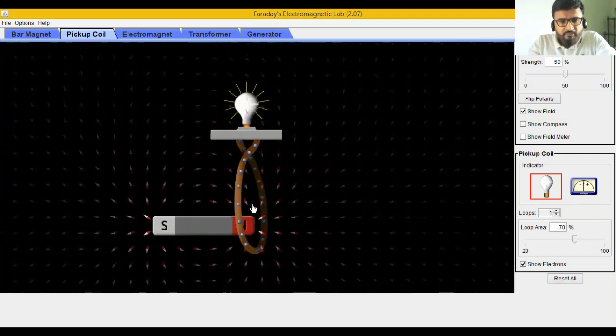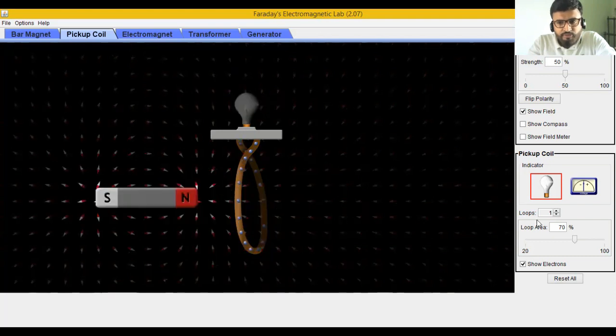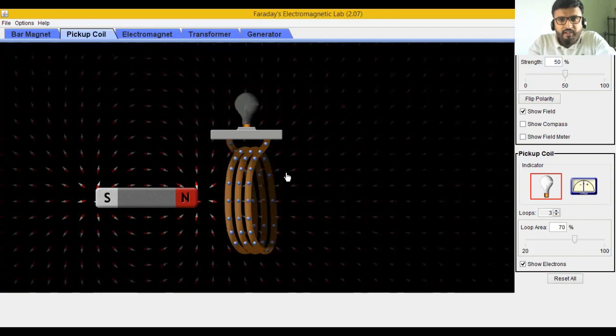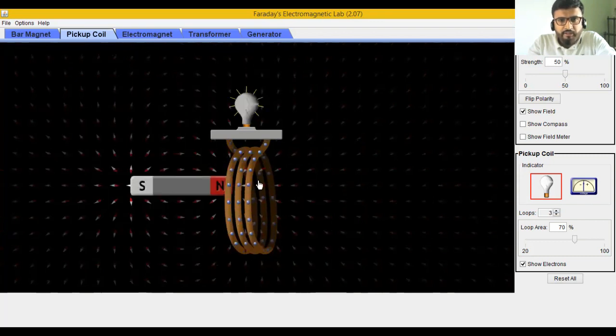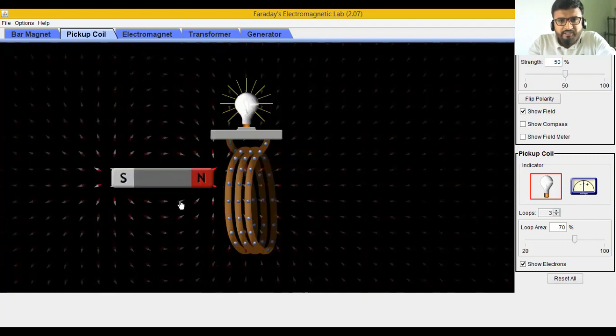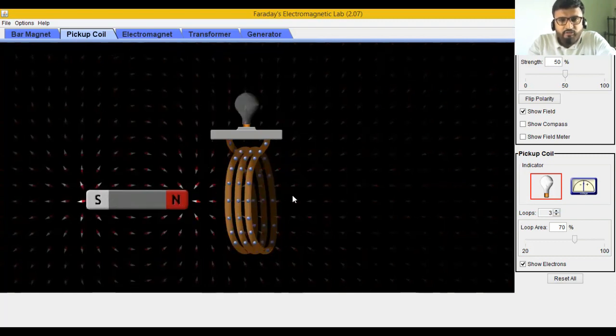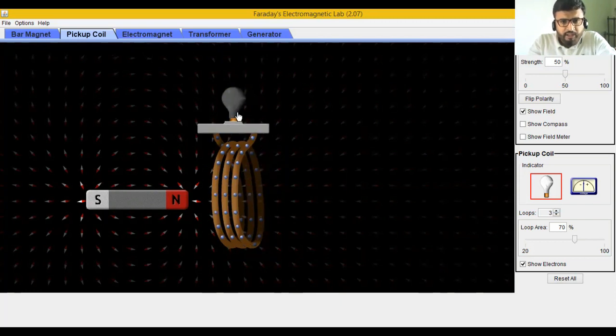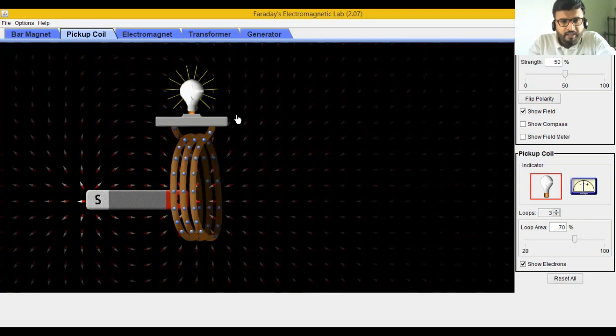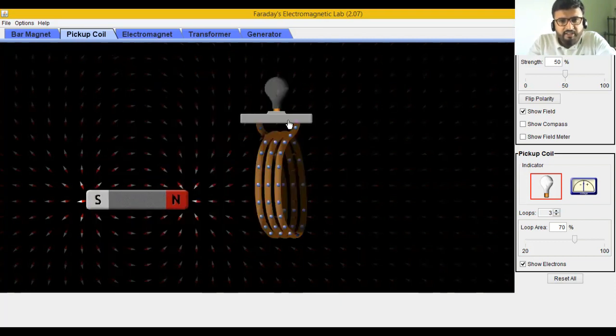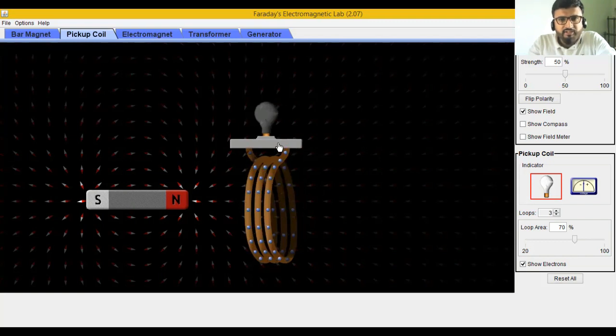When we have a lesser number of loops, although EMF is being produced, now let us try to increase the number of loops. When we move the magnet through the coil, now the light bulb is giving more light. So it suggests that the EMF produced or the voltage induced has increased with the number of loops. Note that we can do vice versa: we can move the coil and hold the magnet stationary. That is why it says relative movement, with respect to one another.